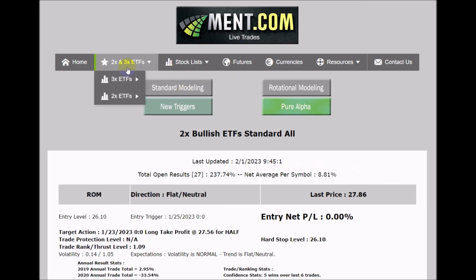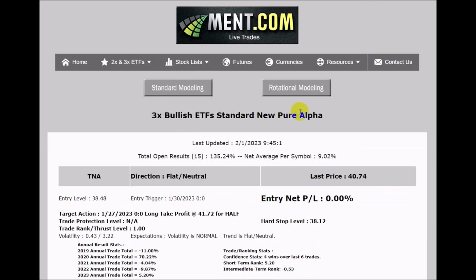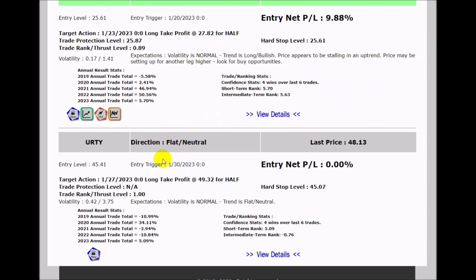So let's go over here to 3X bullish ETFs. Let's take a look at pure alpha first, see if we have any new trades. TECL is a pure alpha trade, up 9.8%. We just got out of TNA, it looks like yesterday. We would have to look at the last trade, but it looks like it's about 5%. And URTY, we just got out of a trade yesterday. So we have no new live trades here.